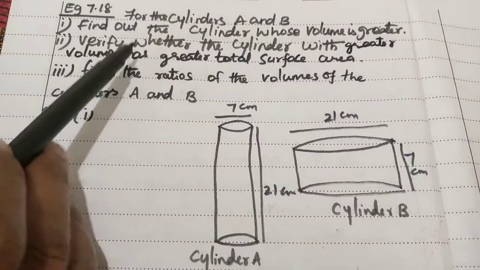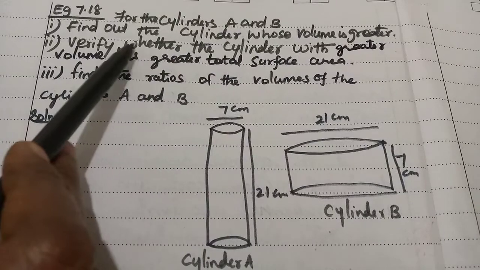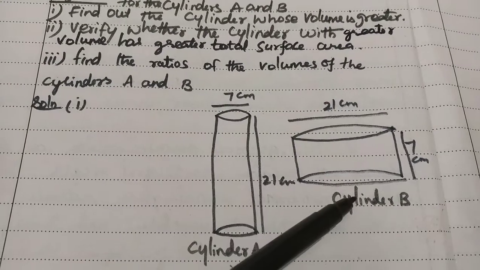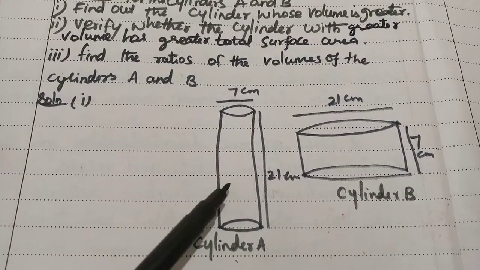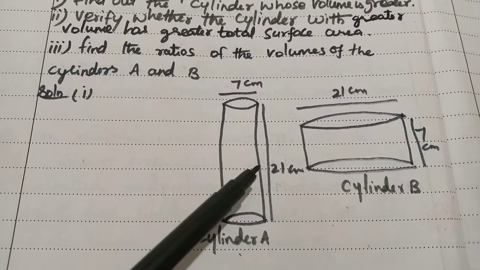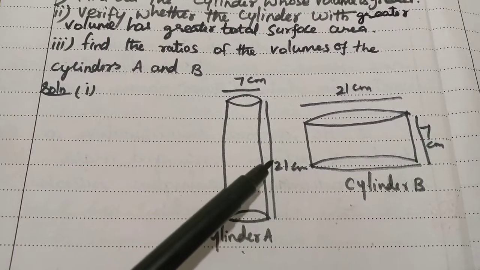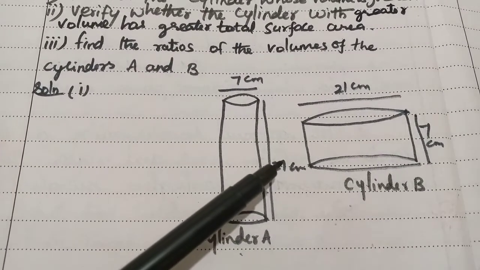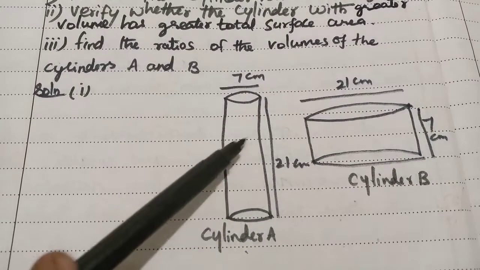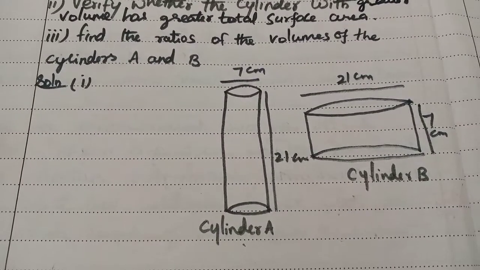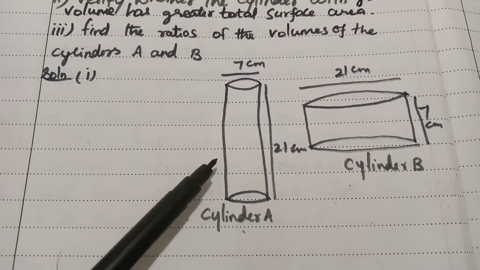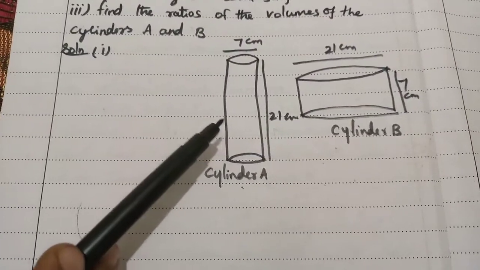So, example 7.18. For the cylinders A and B, find out the cylinder whose volume is greater. Two cylinders are given, cylinder A and cylinder B. First, we have to find the volume of both cylinders and compare whose volume is greater. Second subdivision, verify the cylinder with the greater volume has greater total surface area. So we have to find the TSA, total surface area, of both the cylinders separately, and verify greater volume has the greater total surface area. Third, we have to compare the ratio of their volumes. Okay, one by one let us find out.